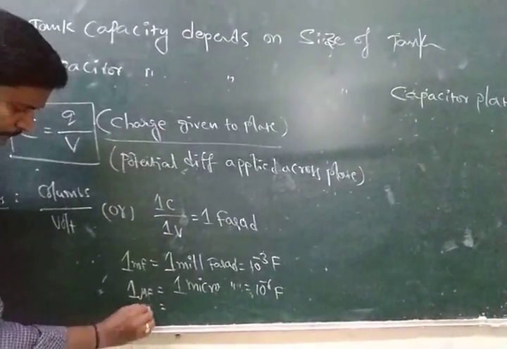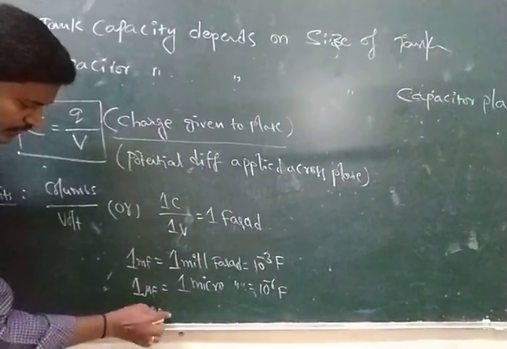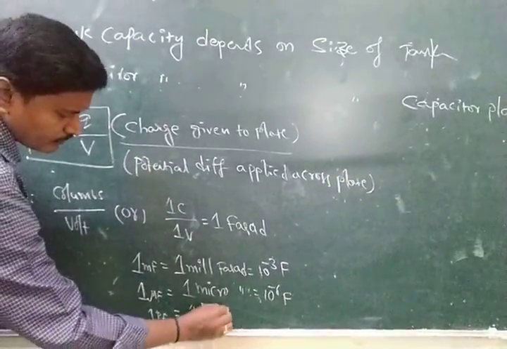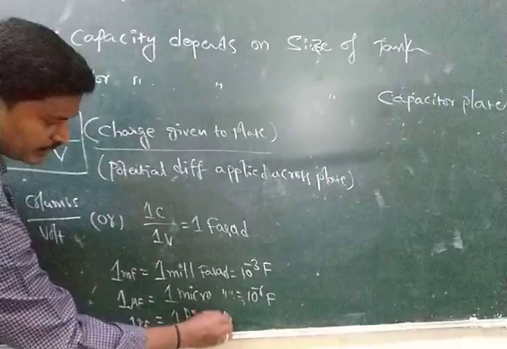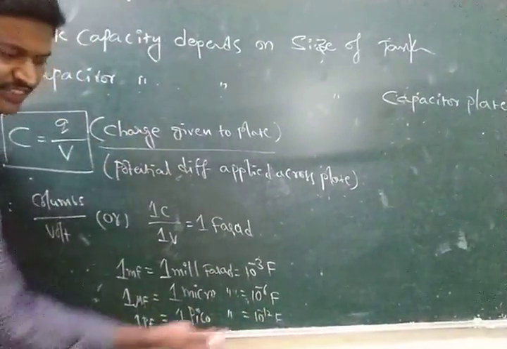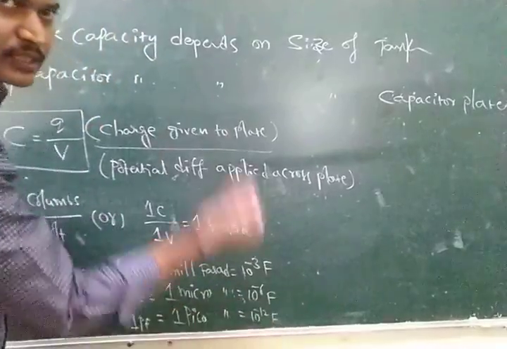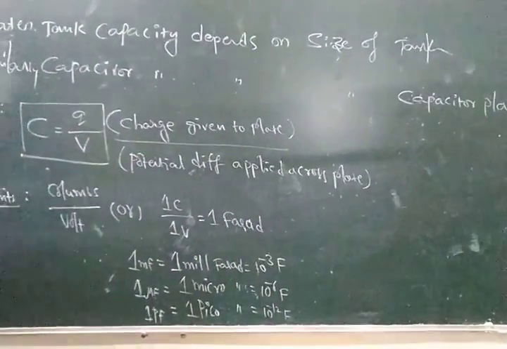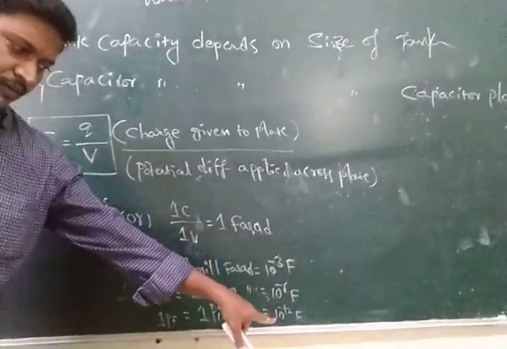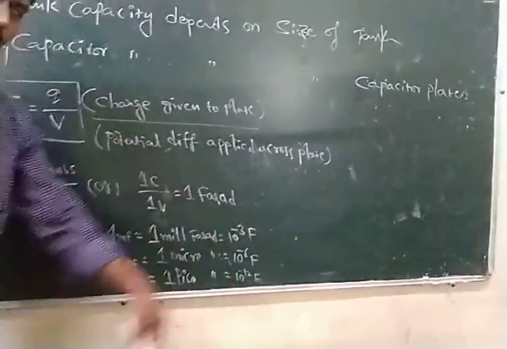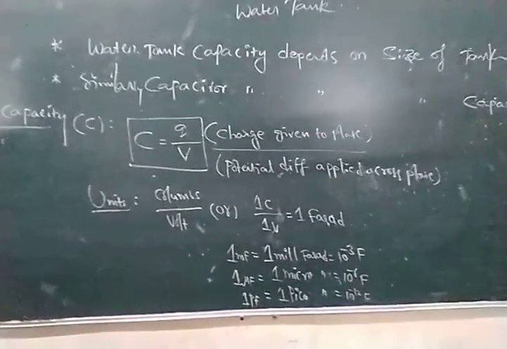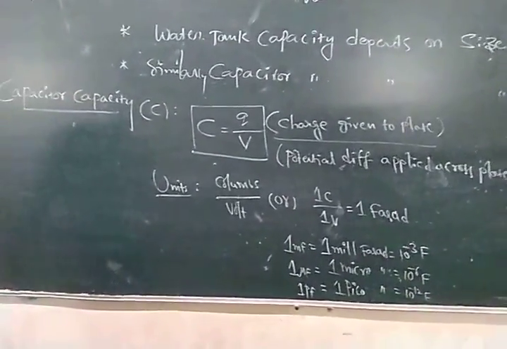Next, 1 picofarad is equal to 10 power of minus 12 farad. Very least capacity we can measure in picofarads. Large capacity we can measure with farad. So this is the capacitor capacity statement.